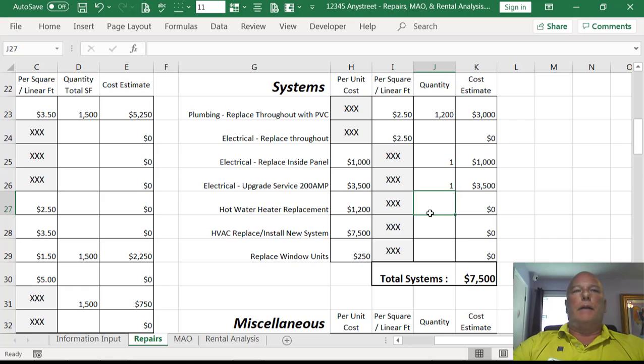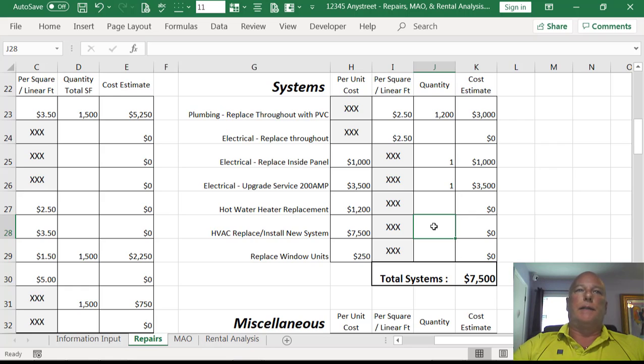Hot water heater, if you want to replace those. HVACs. Obviously, these numbers are just estimates. I typically get with a general contractor annually just to go over these, make sure these numbers are somewhat accurate as far as an average. Some may cost more, some may cost less.